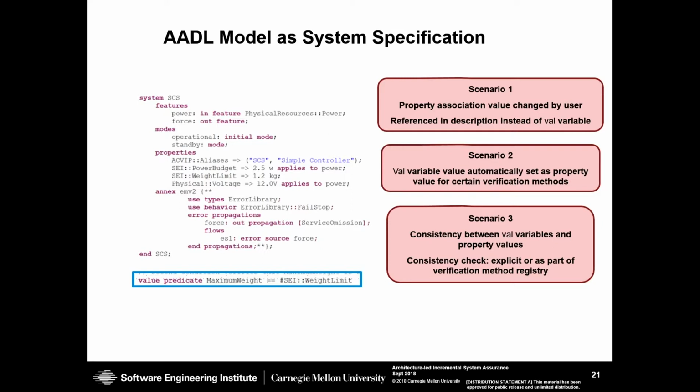The third scenario is where you do have the values in the requirement and as a property already in there. In that case, we want to establish that the two of them are consistent. And that can be done by either you writing an explicit value predicate into the requirement, or by, when specifying the verification method, the consistency of the value is checked as part of the method invocation that depends on certain properties.